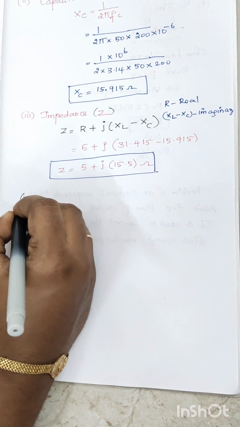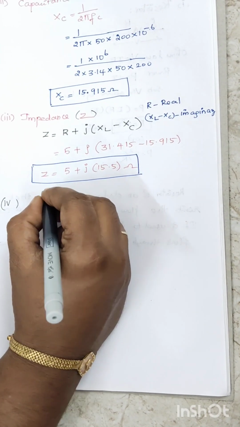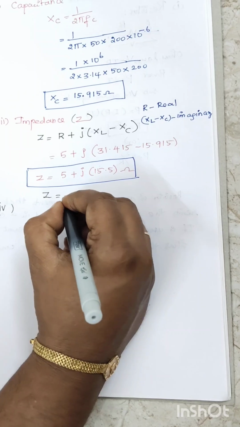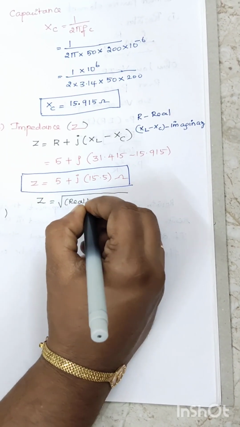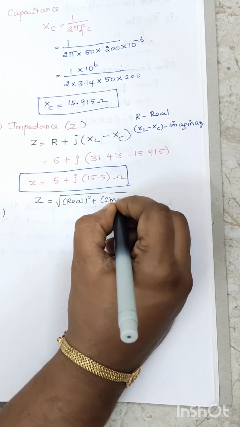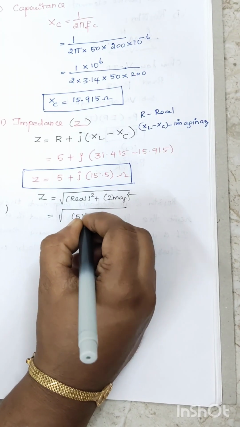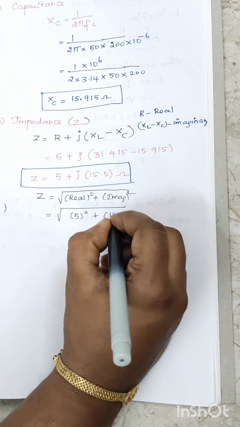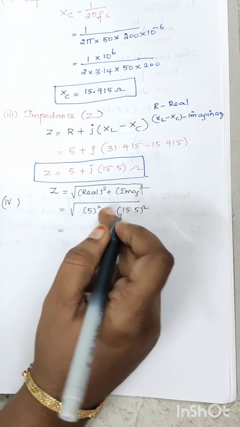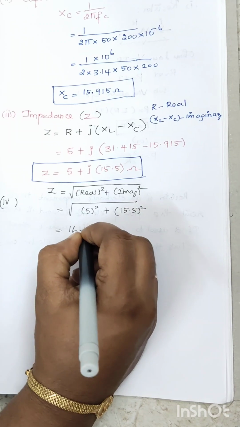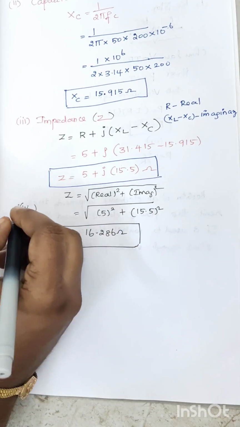Next, the fourth one. If you have the Z value, it can be calculated as the square root of the real term square plus imaginary term square. What is the real term value? 5. So 5 the whole square plus the imaginary term 15.5 the whole square. Next, take the values, multiply, and take the square root. The value will be 16.286 ohm. The Z value is 16.286 ohm.